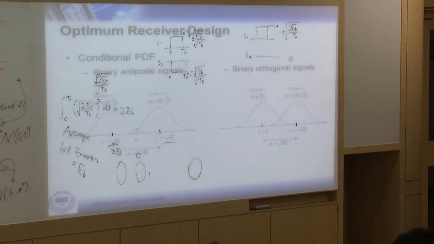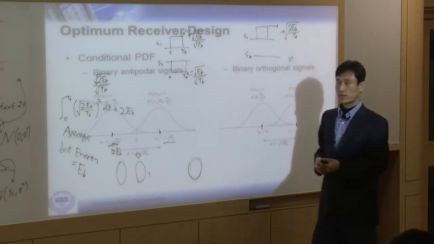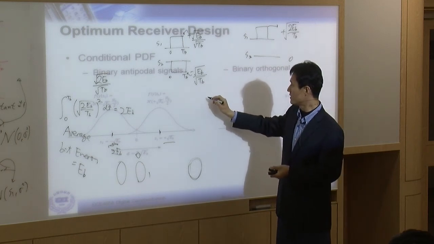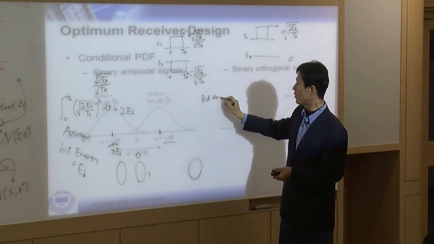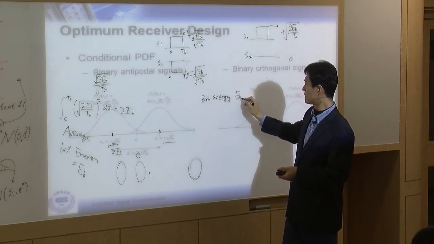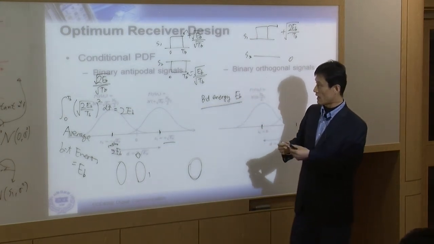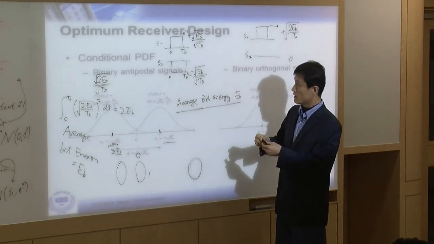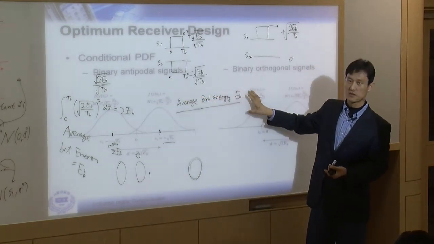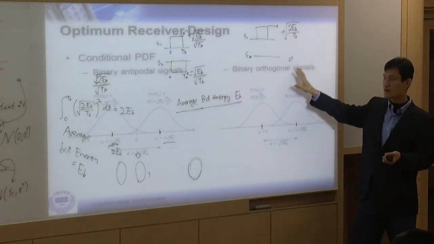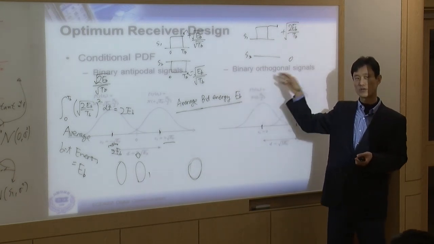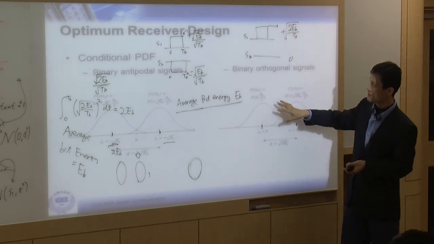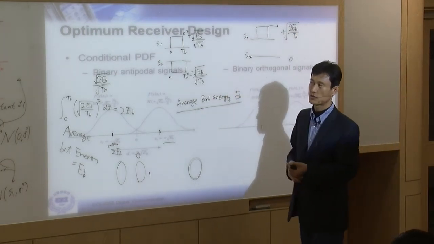Right? So why do we put it this way? The reason is we want to make the bit energy to be always E sub B, the average bit energy. In antipodal signal, the average bit energy is EB. Orthogonal signal, again, average bit energy is E sub B. That's what we want to do. So that's why we have root 2, and that's why we have these two Gaussian pictures.